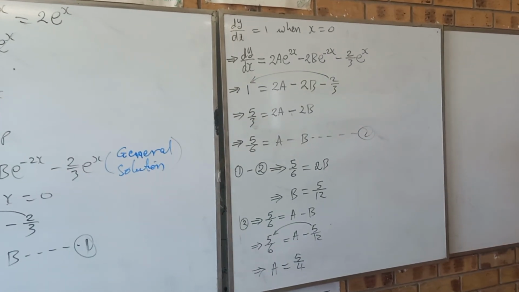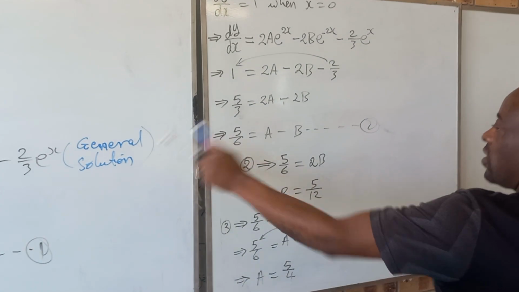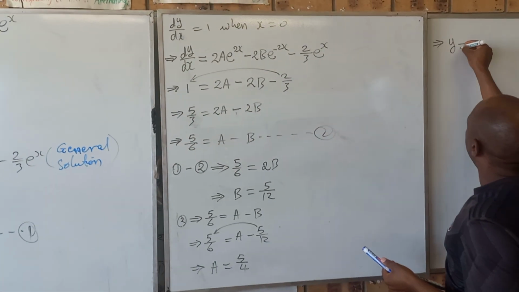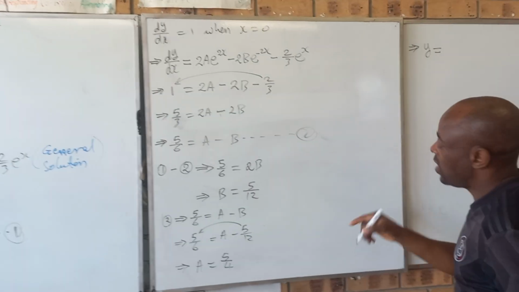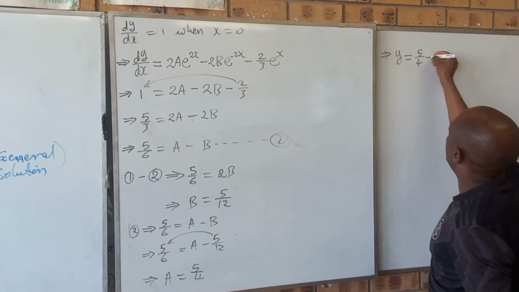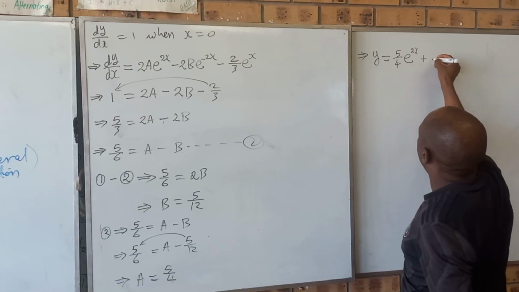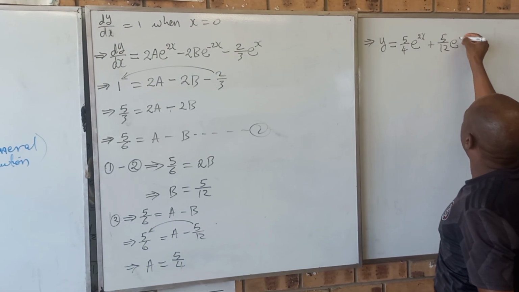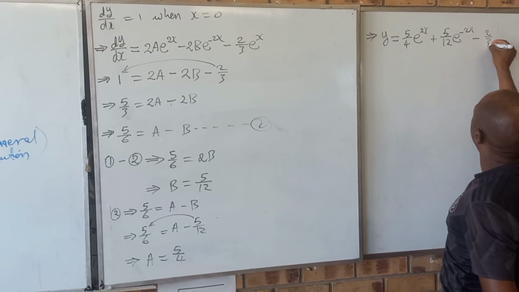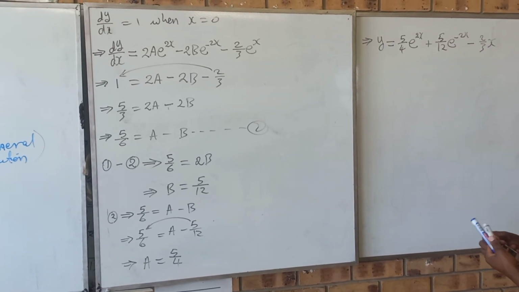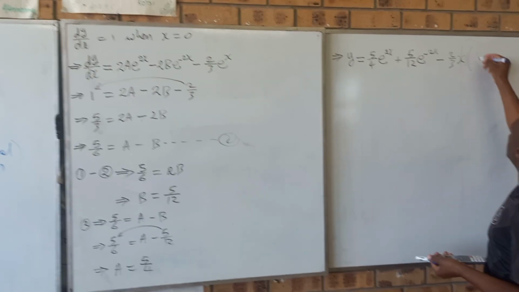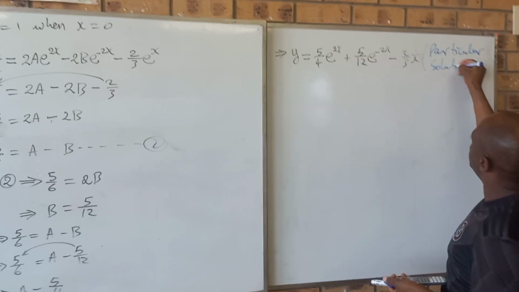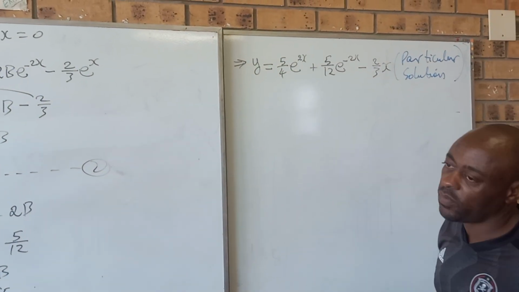Therefore, I can now write my particular solution by just copying the general solution. Our general solution was y equal to A e to the power 2x plus B e to the power negative 2x. Our A now is 5 over 4, and B is 5 over 12, minus 2 over 3 e to the power x. So guys, this is what we call a particular solution for second order differential equations.